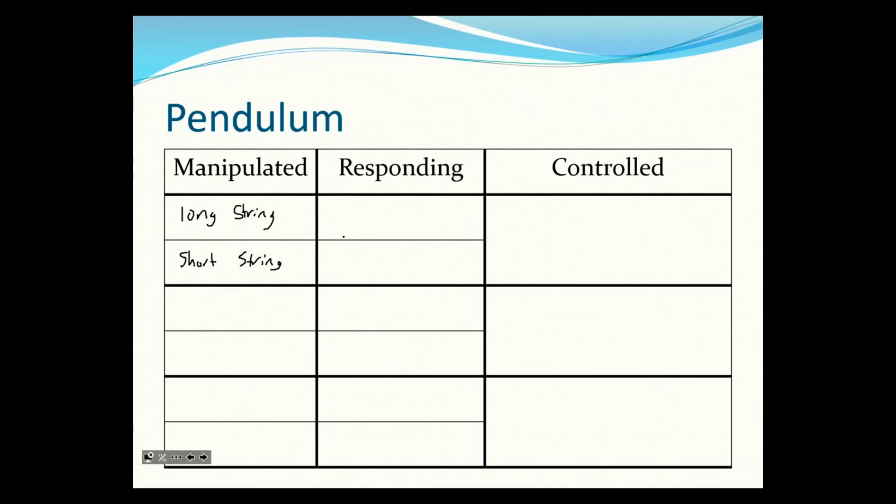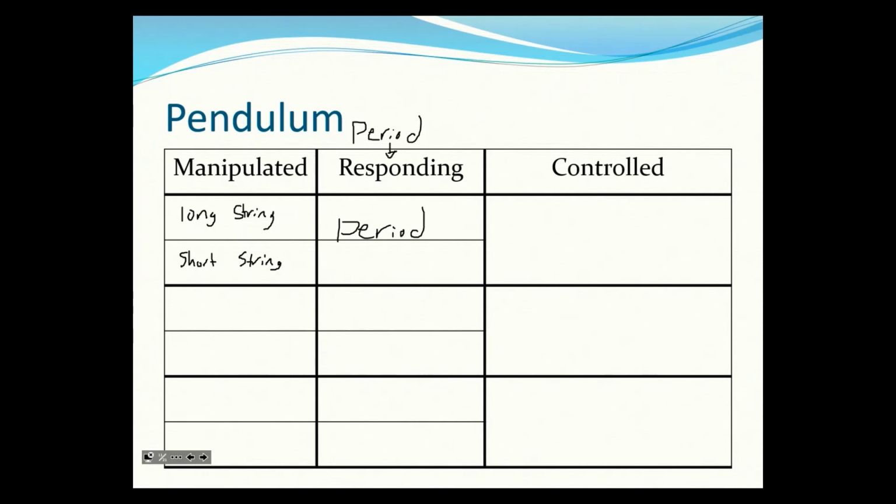And then that's what we're manipulating, and we're trying to find out what will affect our period. How will it affect our period? Our responding variable is actually going to be period the whole time. Our period is what we're looking to affect.